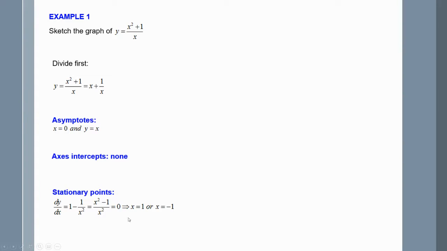So now stationary points, we differentiate. If we differentiate this form, it's 1 minus 1 on x squared. If we put it on one line, it's x squared minus 1 on x squared. For this fraction to be 0, the top is 0, which is 0 when x is 1 or x equals minus 1. So we have two stationary points.